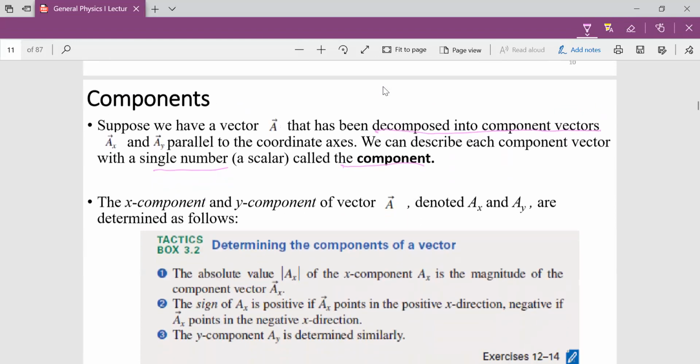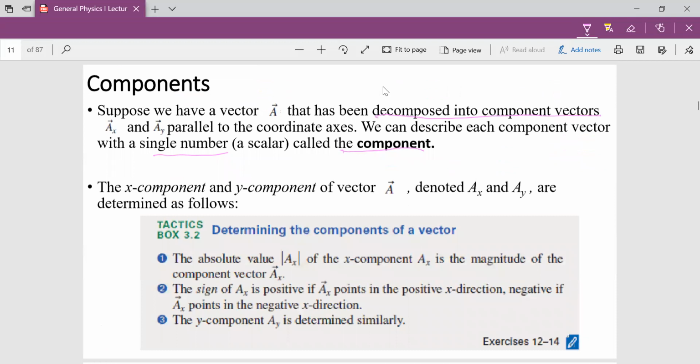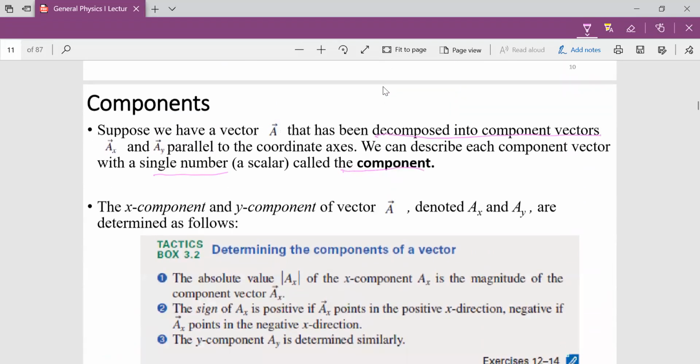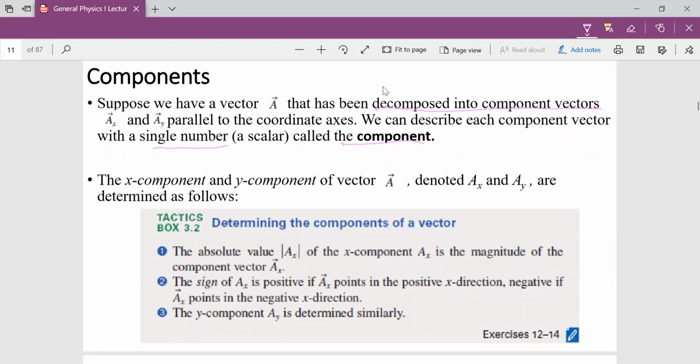Okay, so since we know these are the ways we can decompose vectors, we want to see how we can apply this in calculation. But before we do that, let's see the tactics we use. For vector decomposition, it has been established that we'll have two vectors that are parallel to the axes. We can describe each component vector with a single scalar. That is, we can say that component A, we have a figure to read, component B, we have a figure to read, then we want to find the vector A, okay?